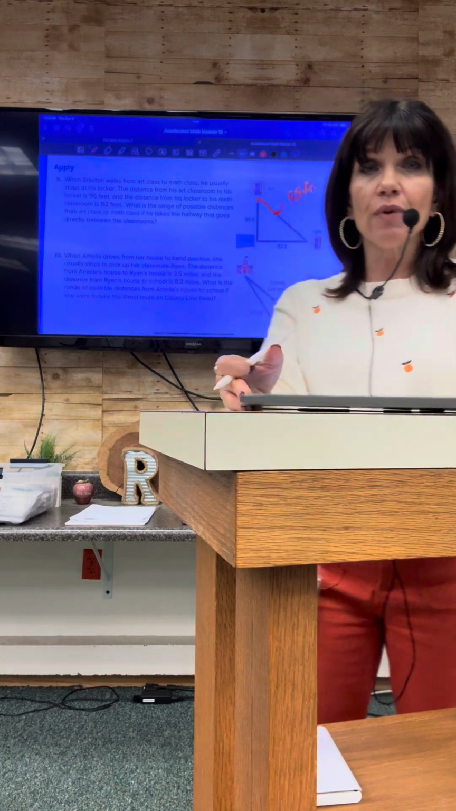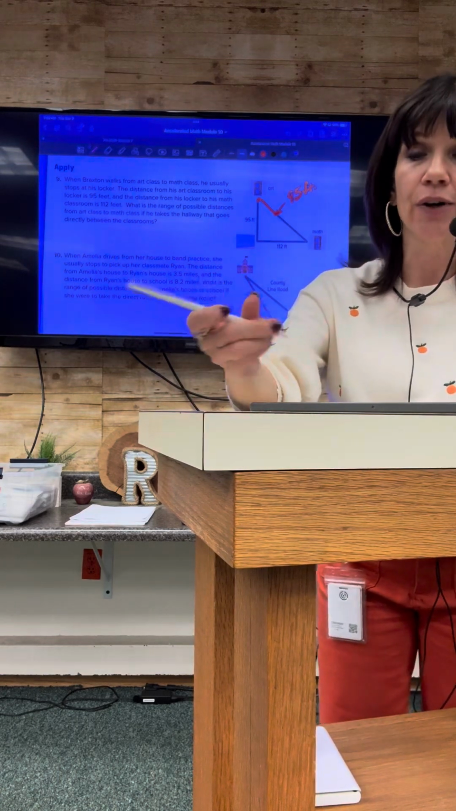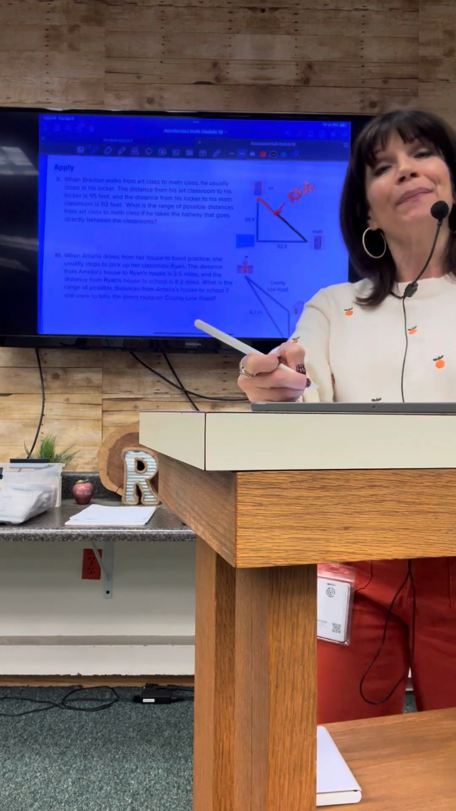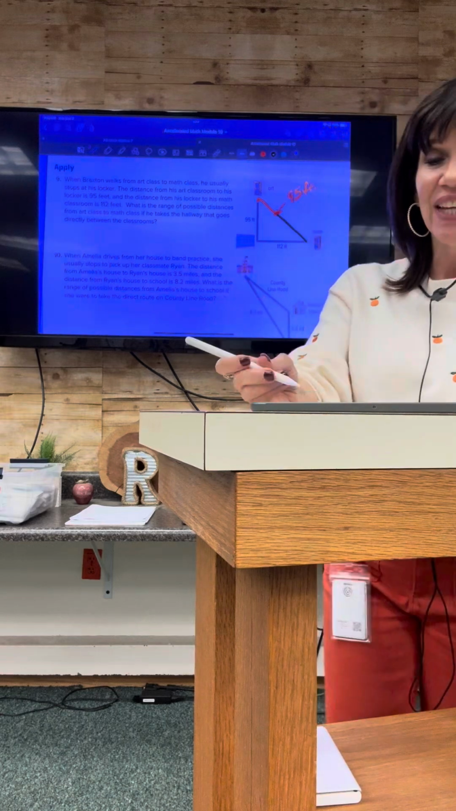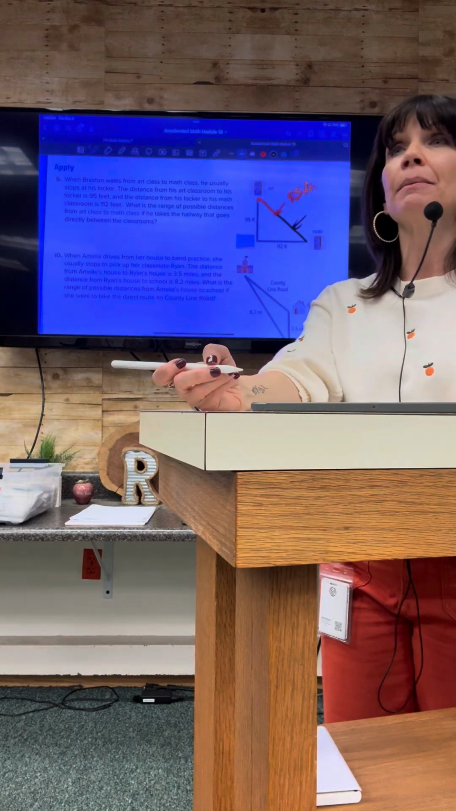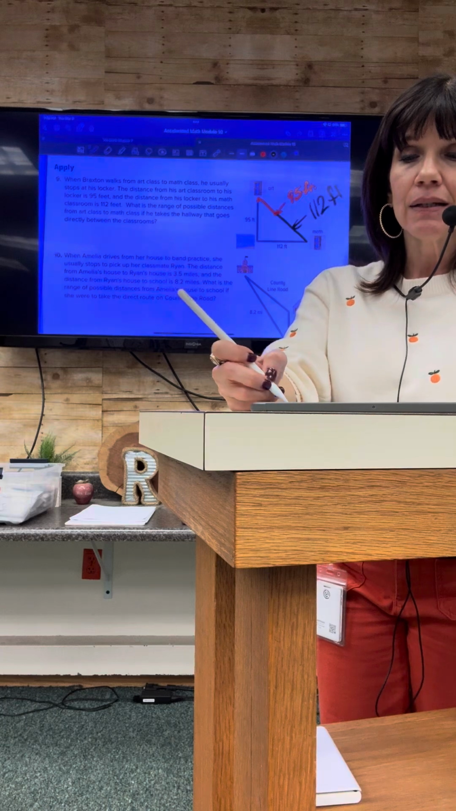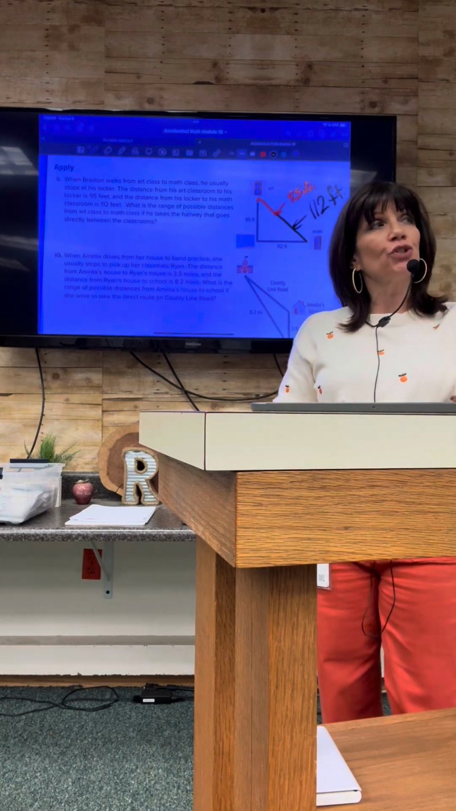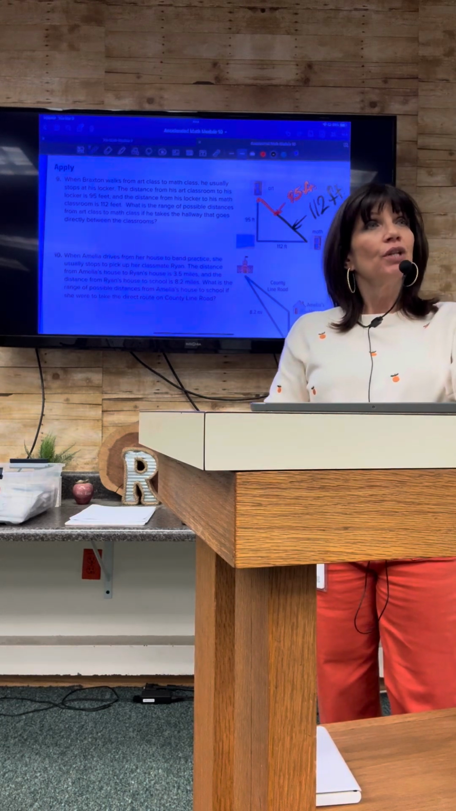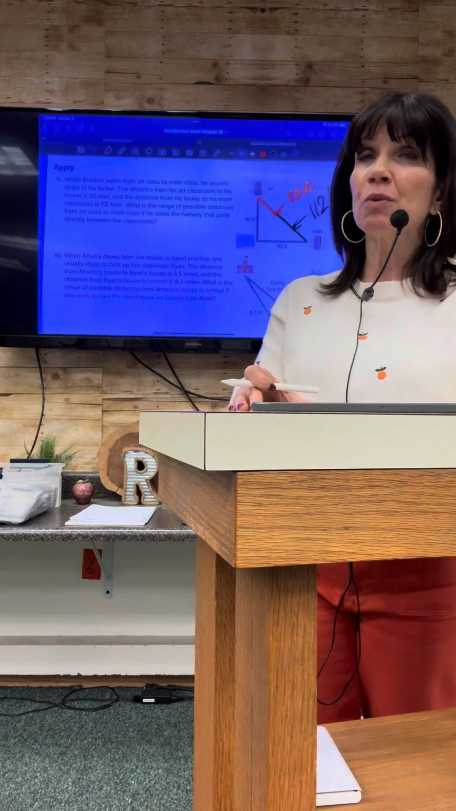And then it says, and the distance from his locker to his math classroom is 112 feet. So now please draw a line that continues until he gets to the math room, our favorite classroom. And how long is that space? Total 112 feet. So I'm sure you can see what we need to do with those two numbers to see how long this path could potentially be.